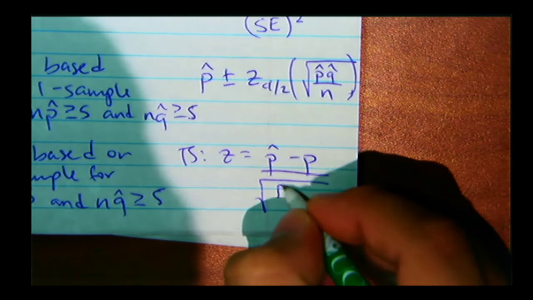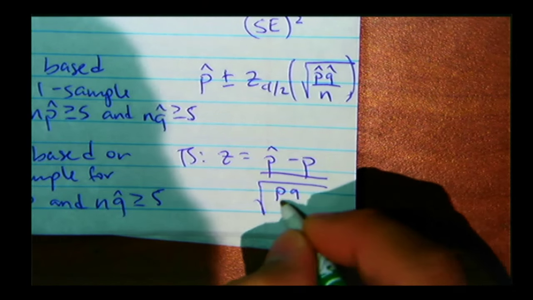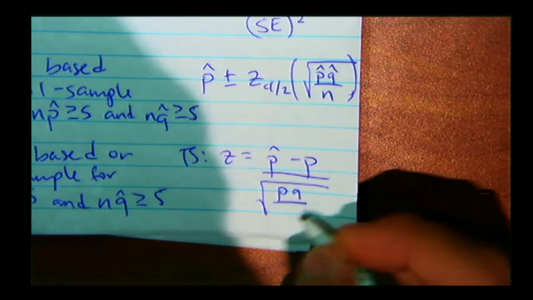And lastly, for chapter 8, we have our finding sample size equation. Times Q over your SE squared. Again, SE being your sampling error.